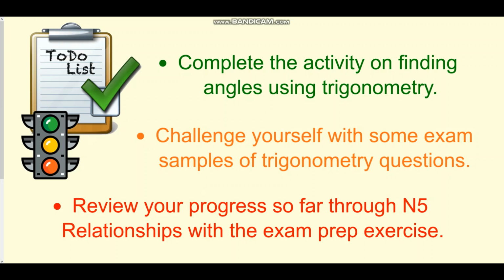And then finally, review your progress so far through the Nat 5 relationships topic with the exam prep exercises that I've put on there as well. That's about, I think, 7 to 10 questions, all based on past papers to do with relationships. So you've got topics like quadratics in there, you've got topics like straight line, you've got topics like simultaneous equations, as well as these topics on trigonometry.